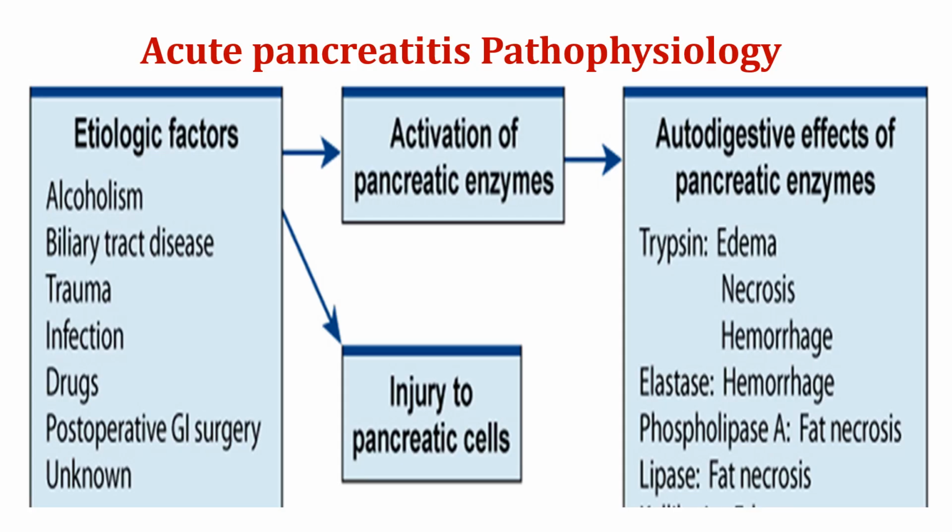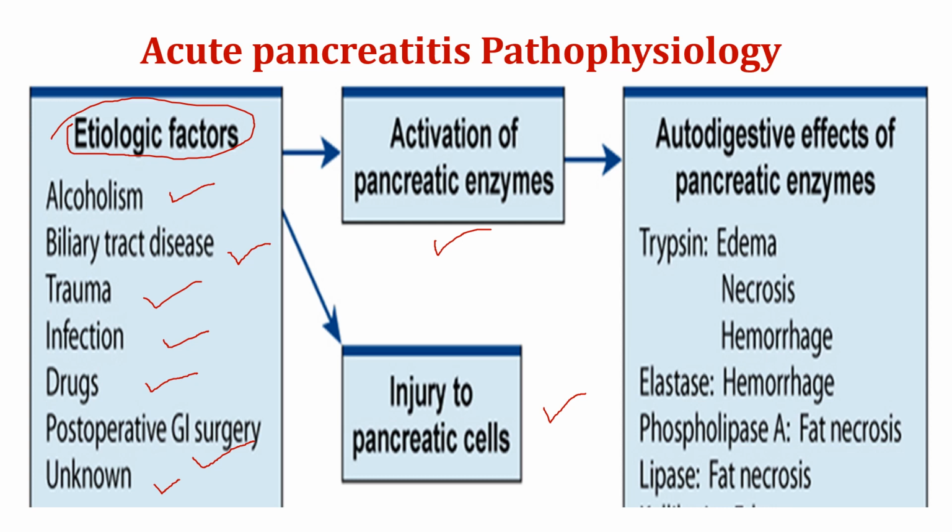Regarding the pathophysiology, as you see here in this algorithm, the triggering or etiological factors include higher alcohol consumption, biliary tract disease such as cholelithiasis, trauma direct to the pancreas or nearby, infection, some drugs with a toxic effect on the pancreas, post-operative gastrointestinal tract surgery, and idiopathic or unknown causes. All these factors will trigger the activation of pancreatic enzymes with a higher level of pancreatic enzyme secretion. It also leads to injury to the pancreatic cells, including the Eschenner cells of the pancreas.